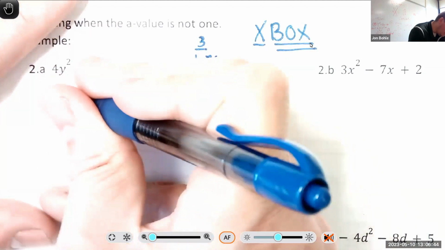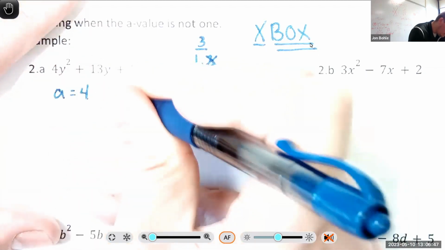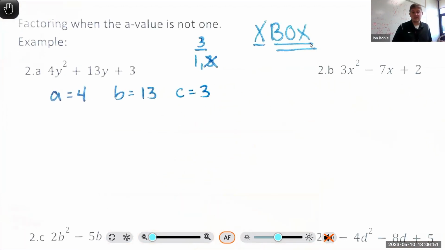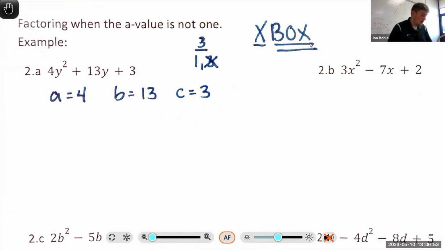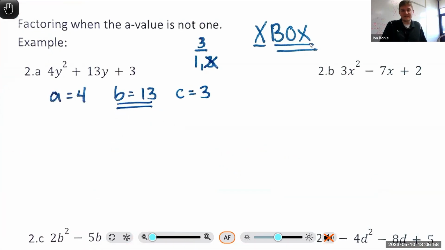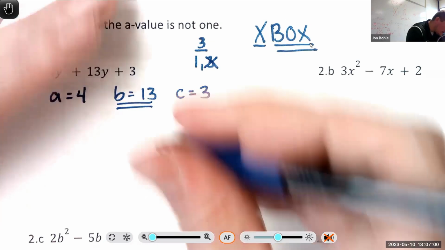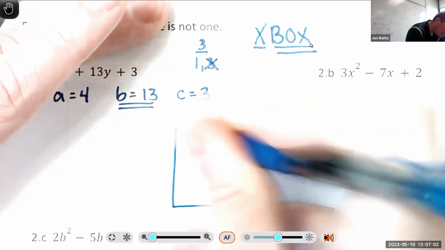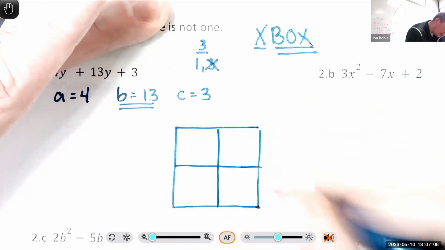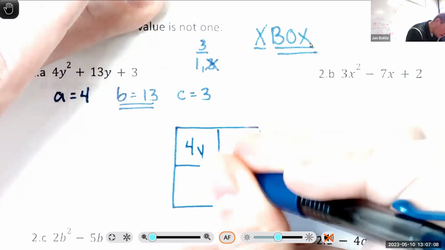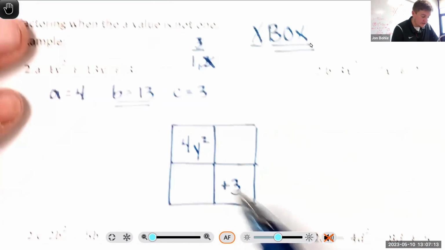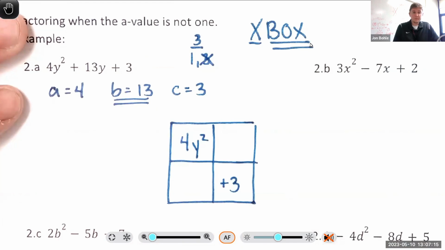So my A value is 4, my B value is 13, and my C value is 3. As we discussed at length during the activity, the real hard part is figuring out how to break up my 13 y's, because we're going to have a box here, with my 4y squared here and my 3 here. And it's just a matter of how do I split these 13 y's up?